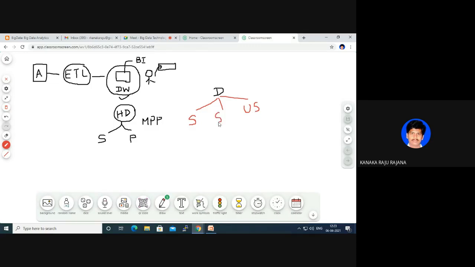Remember, this is the way you need to represent your data. Don't try to represent structured followed by unstructured followed by semi-structured. So this should be the first category, this the second category, and this the third category. But for the sake of your understanding, I'll try to mention it like this. Is this clear, Amma?